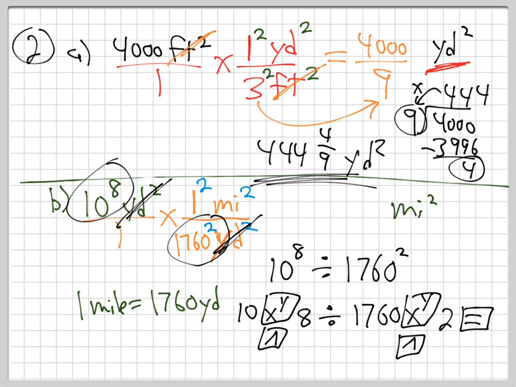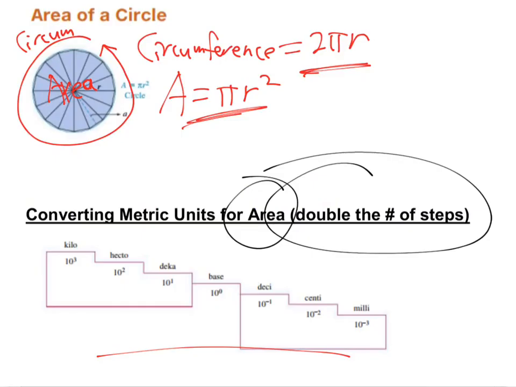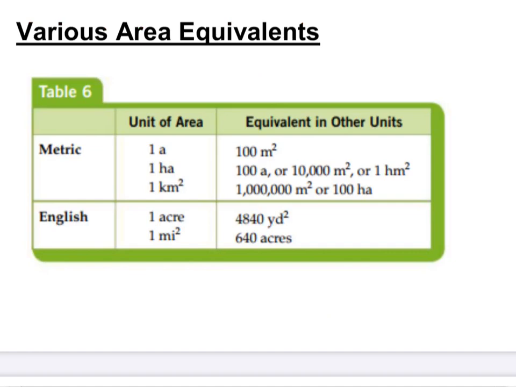I'm getting 282.283 square miles. Let's go back and get the units for acres and square feet. Here they are. I put them on your chart. There it is right there.